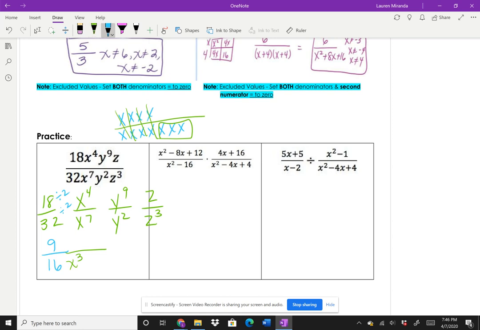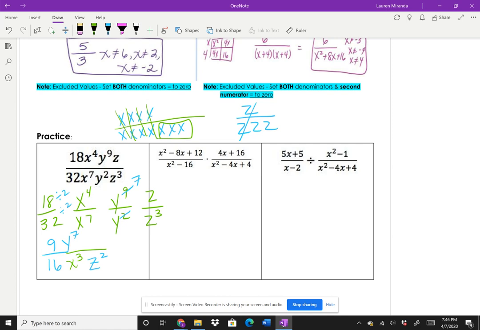I could do the same thing with the y's, or I can use my shortcut. 2 y's in the denominator cancel with 2 y's in the top, leaving us with y to the 7th in the numerator. And then z over z to the 3rd. 1 z cancels, leaving us with z squared in the denominator.